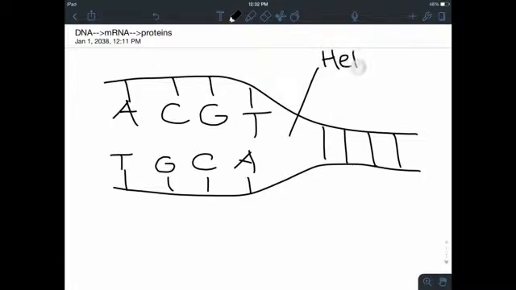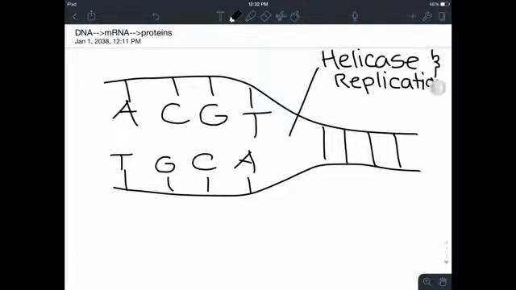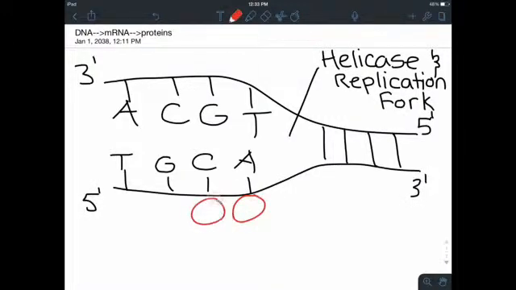Helicase unwinds the DNA and breaks the hydrogen bonds separating the complementary base pairs. The single-strand binding proteins hold the sides of the DNA apart.